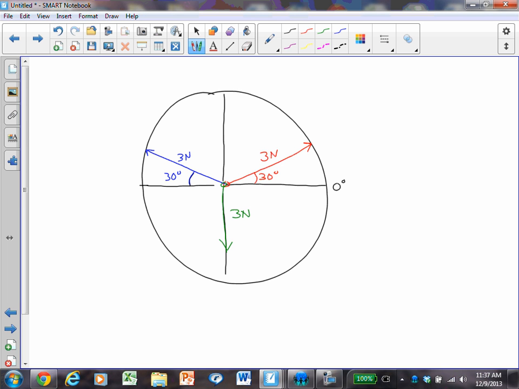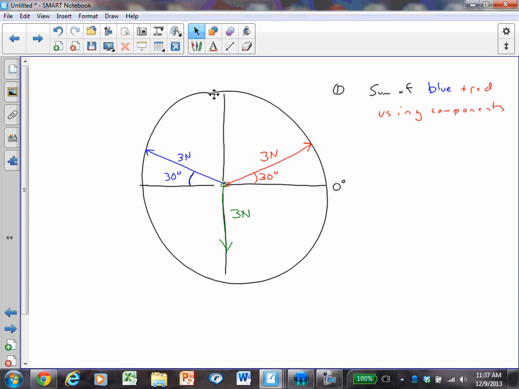If we find the sum of blue plus red using components, what do we get? Well, let's just calculate it. I just sort of put my free body diagram right on this because it's easy enough. We'll call it blue Y and a blue X. And we got a red Y and a red X.